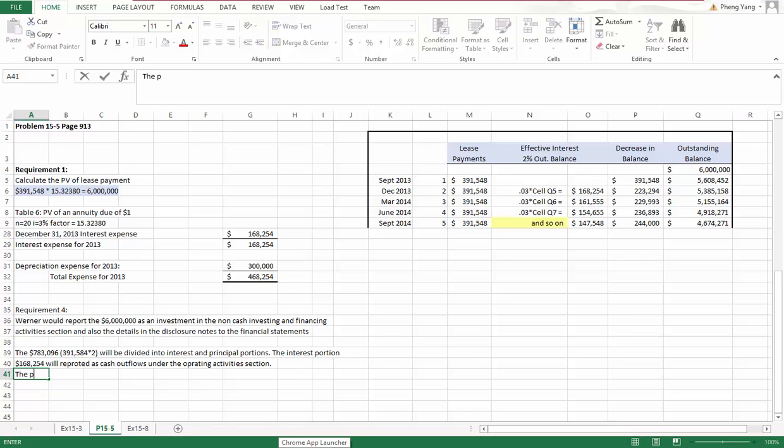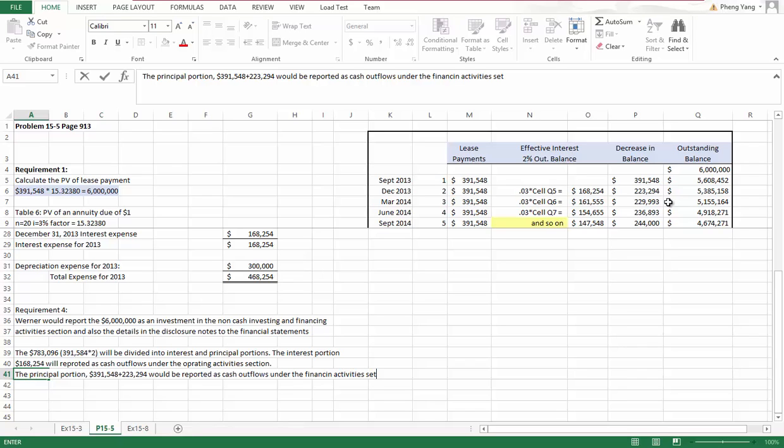Okay. The principal portion, which is basically the $391,548 plus the $223,294, would be reported as cash outflows under the financing activities. Okay, so that's what we have then for requirement 4.